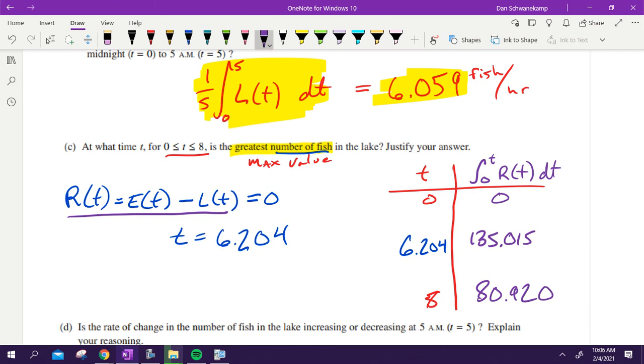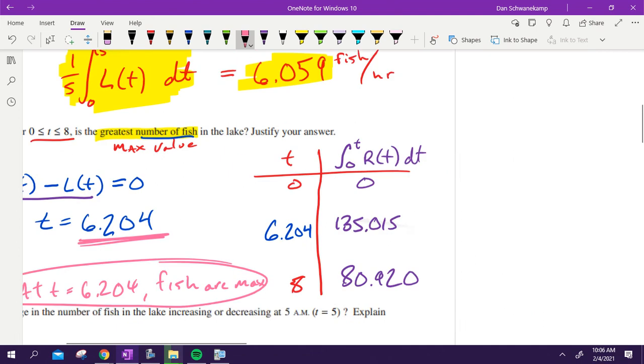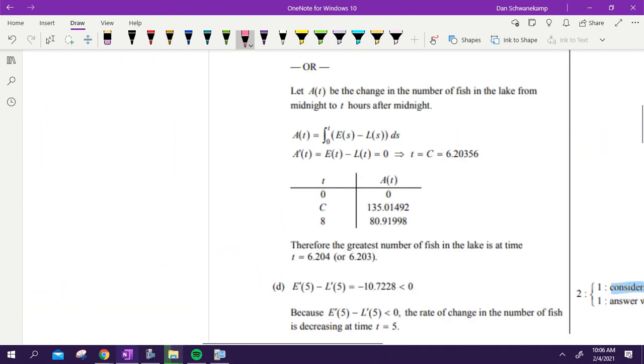The question is, at what time is the greatest number of fish in the lake? What is the answer to my question? This guy right here, 6.204. At t equals 6.204, fish are max. That is my answer. That question right there on the AP exam is worth 3 points.